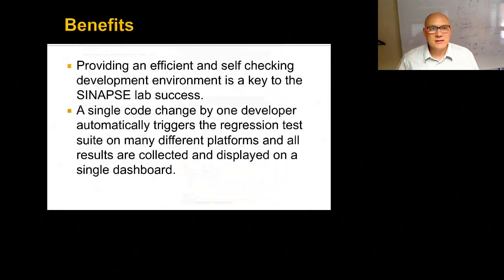And the benefit of this system is that it provides a very efficient self-checking development environment that really has been the key to the success of our Synapse Lab. A single code change by one developer automatically triggers the regression test suite on all these different platforms, for all these different compiler options and all these different common environments that our end users depend upon.